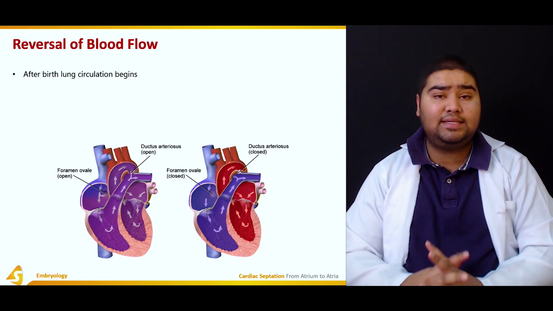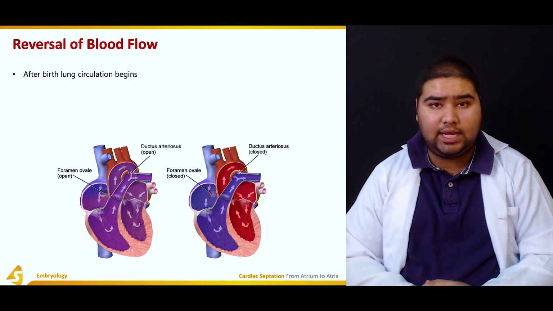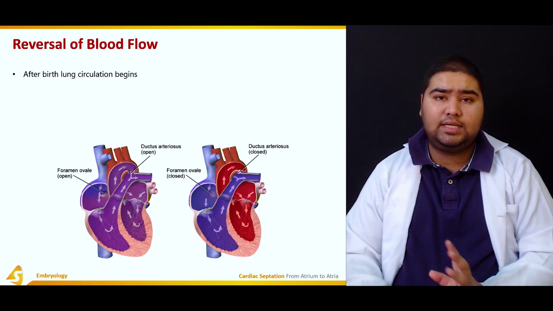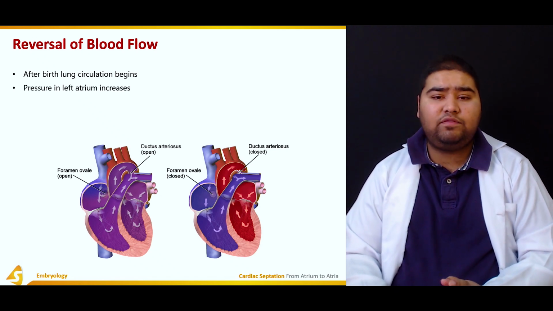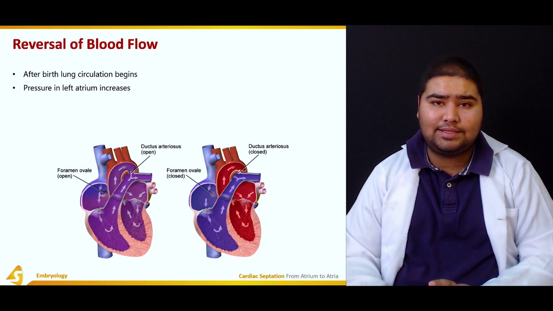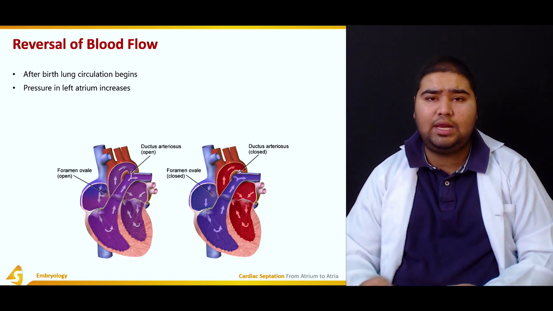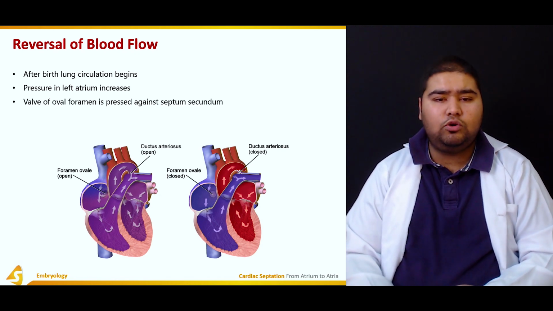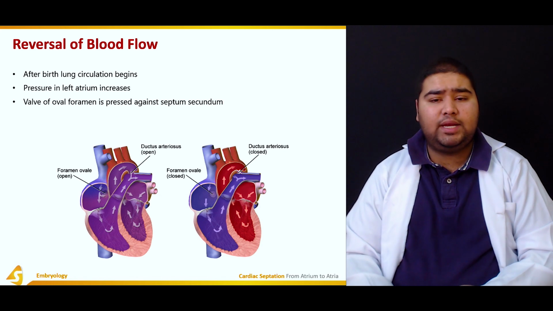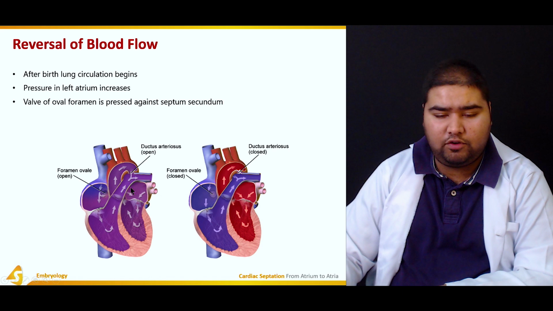So now there's a reversal of blood flow. After birth, lung circulation begins. Now the pressure in the left atrium increases, because the blood that has gone to the lung is coming back into the left atrium. So the valve of the oval foramen is pressed against the septum secundum. This is the oval foramen.